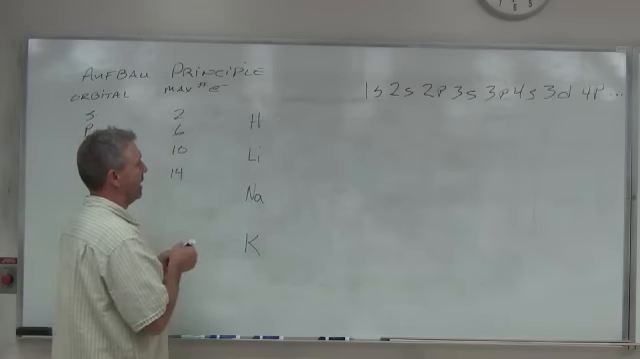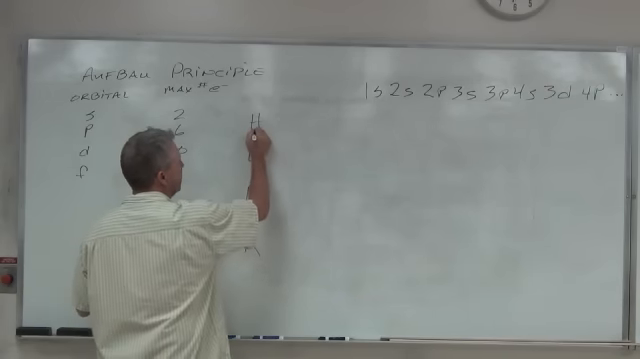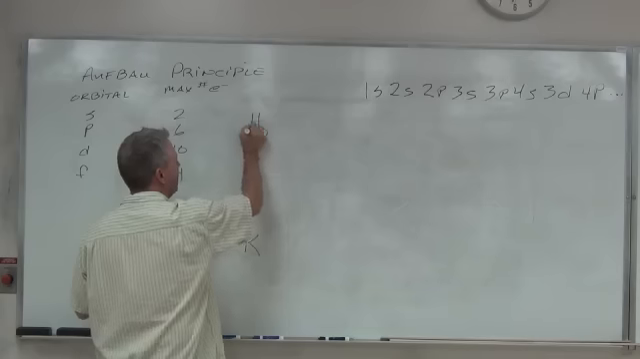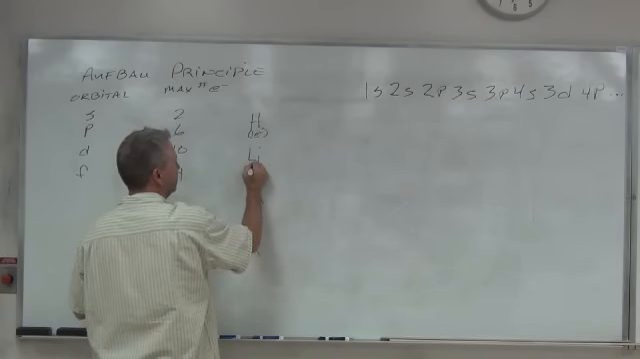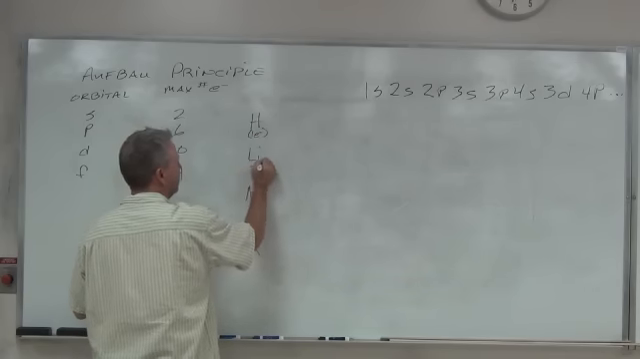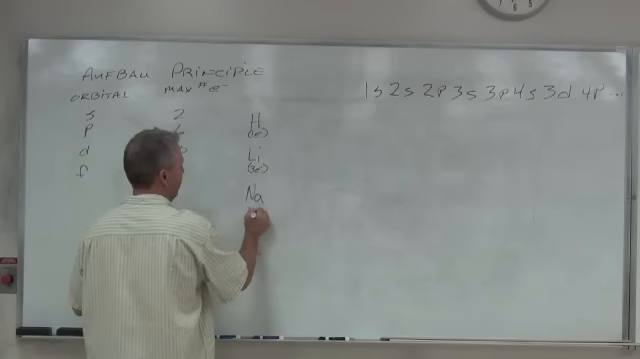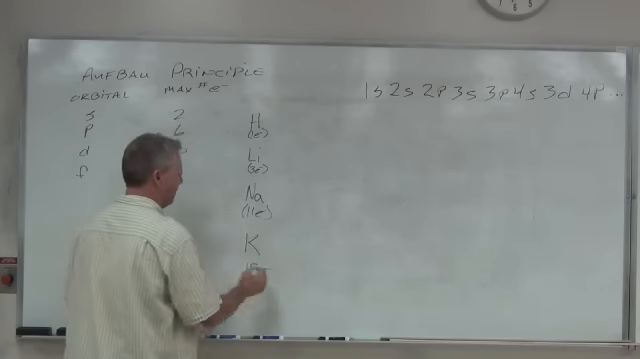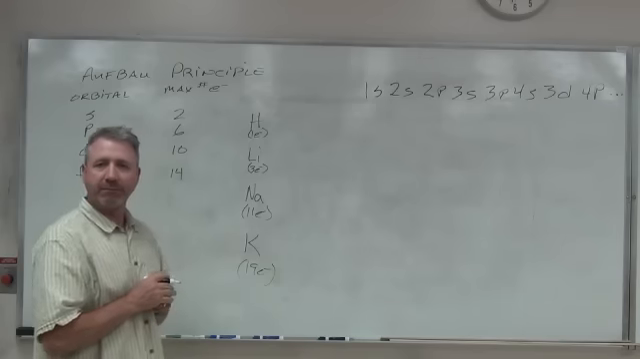How many electrons for hydrogen? One electron. How about lithium? Three. How about sodium? We just did it. 11. Potassium? 19. Yeah, I'm getting those right off the periodic table, right?